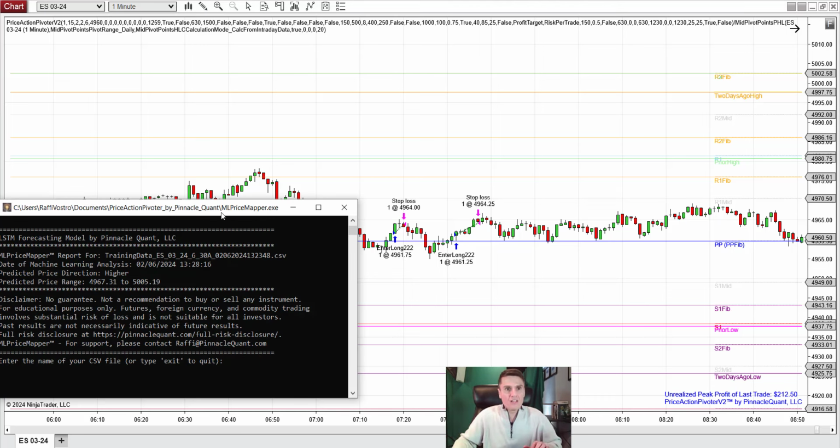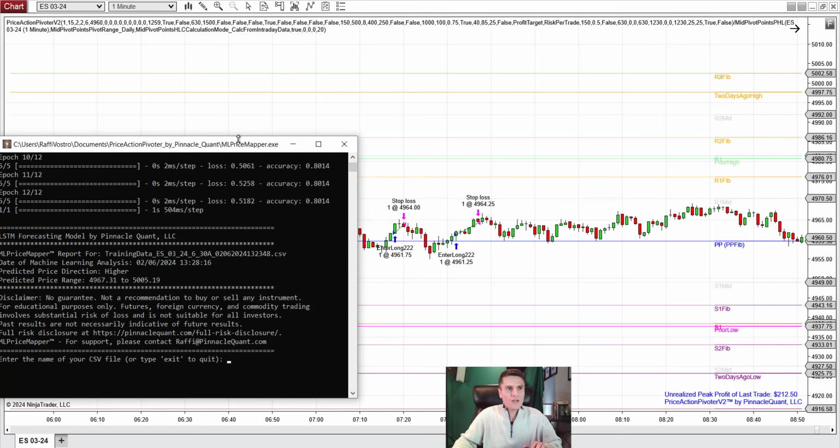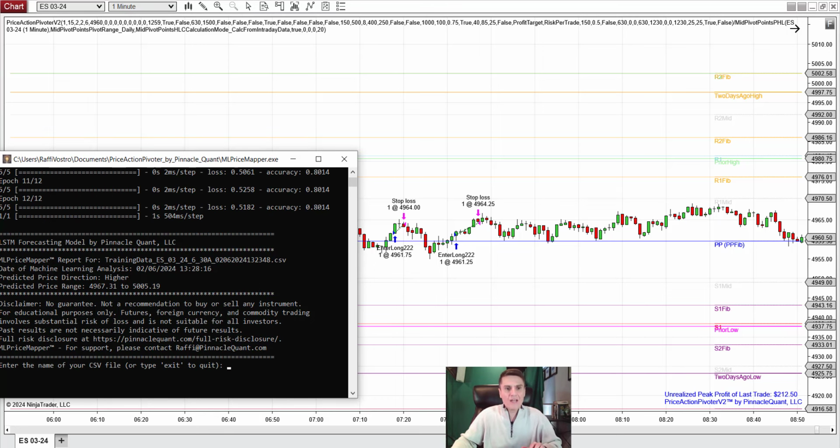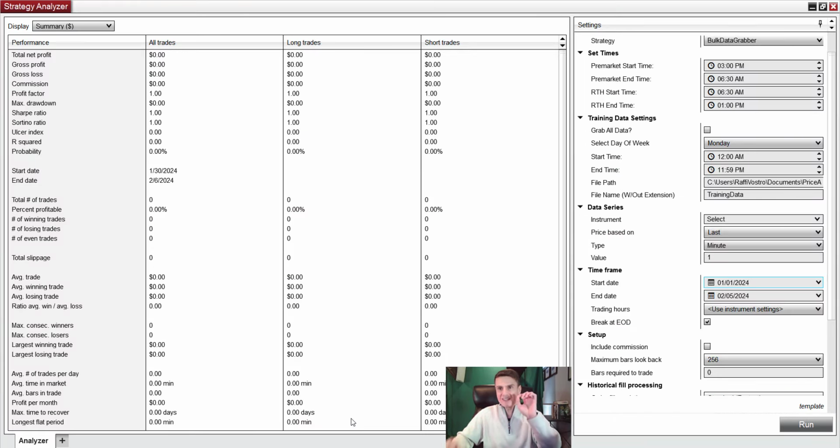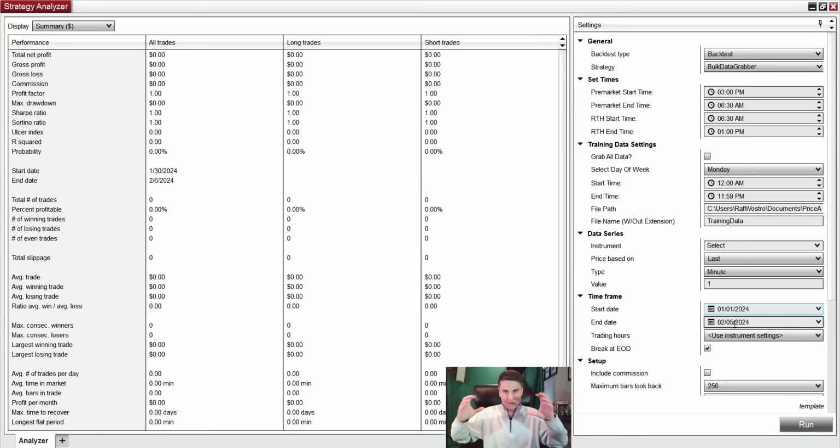What you want to do first of all is train MLPriceMapper. I already ran the numbers, but I'm going to show you how to train it because I've gotten some questions with respect to this from clients, and I want to make sure there's a nuance here. If you don't do it right, the data is not going to be 100% complete. So what you want is for it to be 100% complete, you just have to essentially put a check mark.